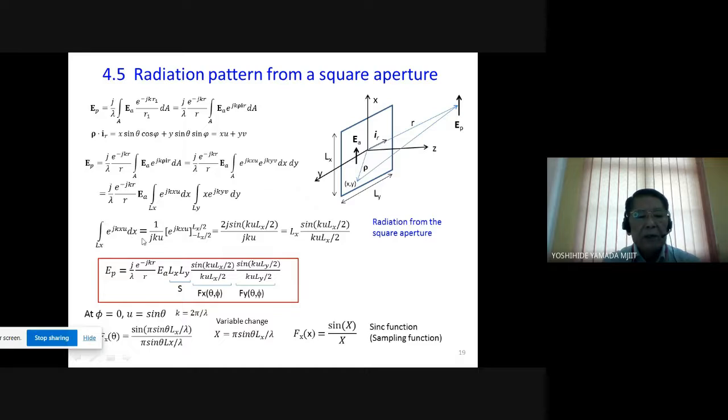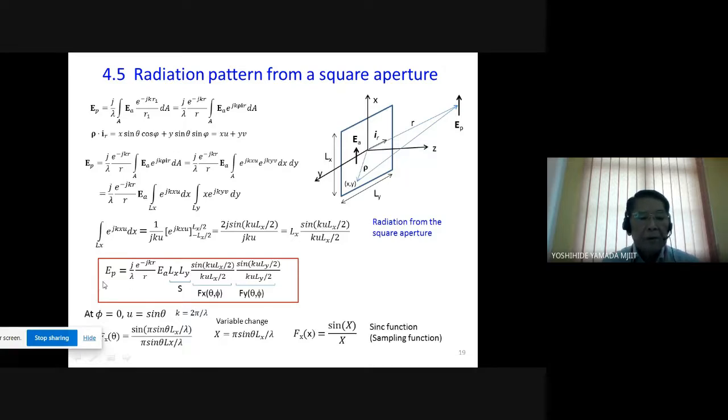So this can be achieved very easily, and the final integral is achieved: sine ku Lx divided by 2, over ku Lx divided by 2. So this is the X direction integral, and for the Y direction integral, this becomes Ly, and U becomes V.